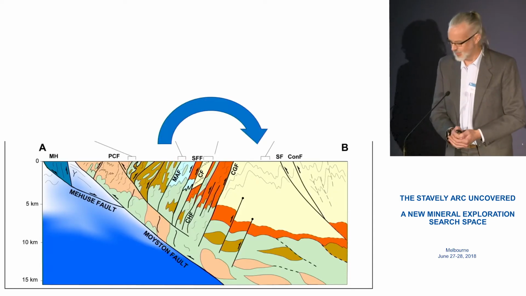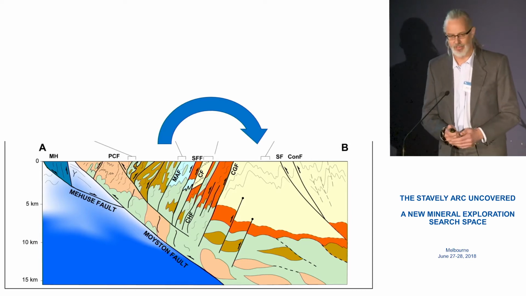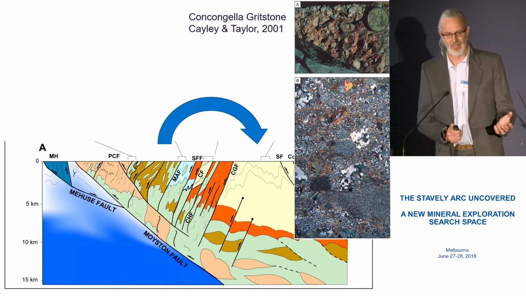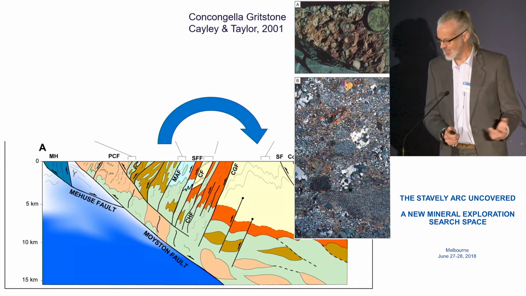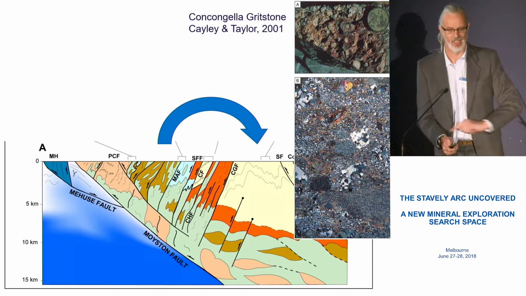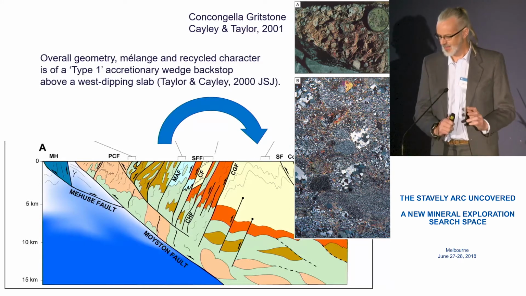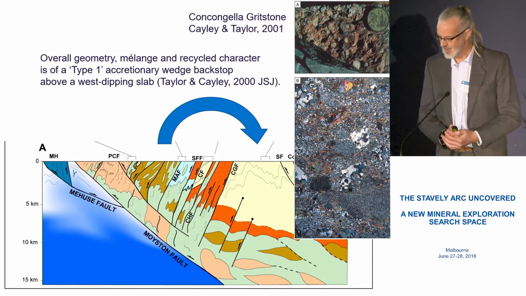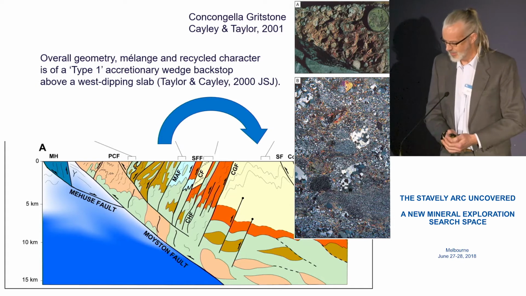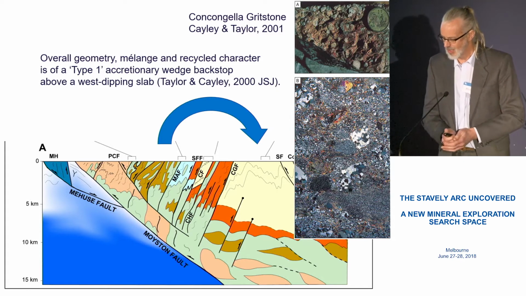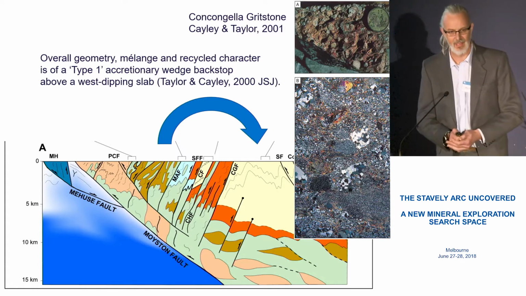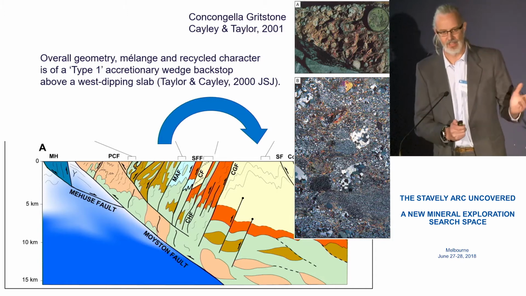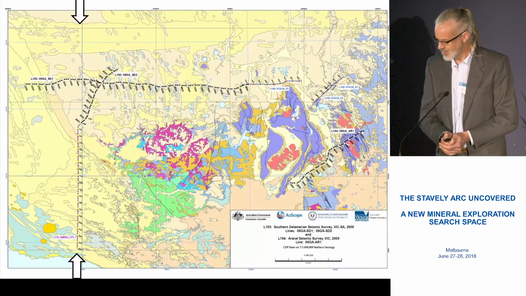The last little thing I want to point out is that one of the things we found when we were mapping, and didn't understand at the time, is that there's sedimentary recycling from the metamorphic complex, really distinctly high pressure, high temperature mineralisation in clasts being reworked into the very turbidites that have been drawn into the system. So that looks like an accretionary wedge. It's a classic melange. So the overall geometry, the melange that you see in there, the intermixing of stuff structurally and the recycled character is of a type 1 accretionary wedge backstop above a west dipping slab, and we published that years ago, but we didn't have full confidence in how the subduction related to the rocks further west.